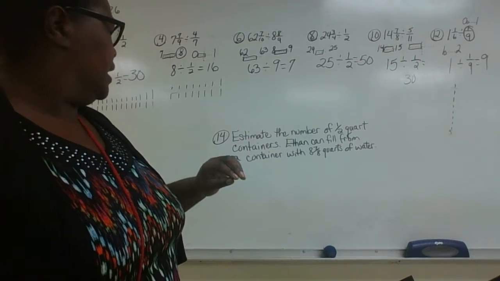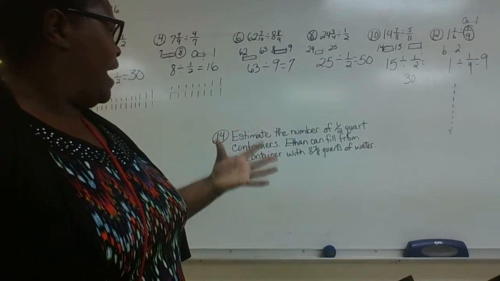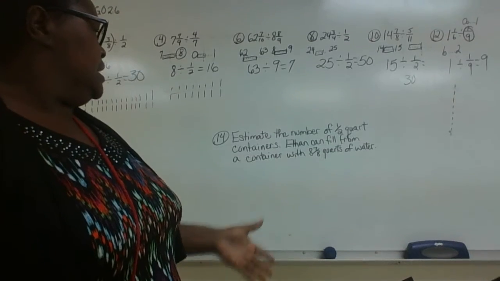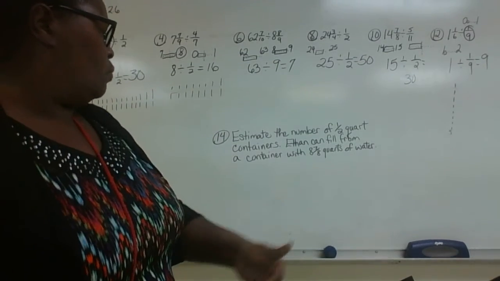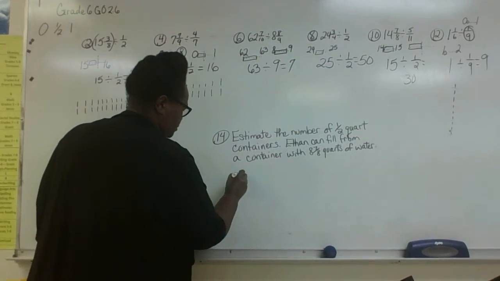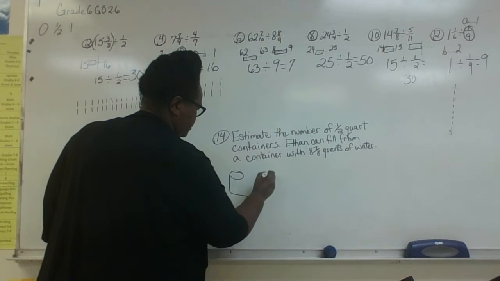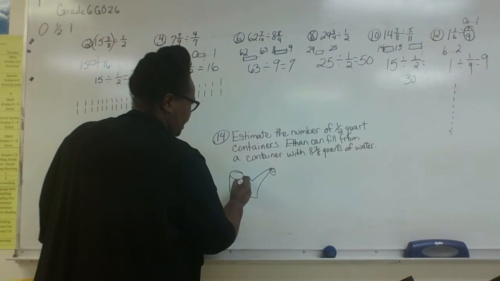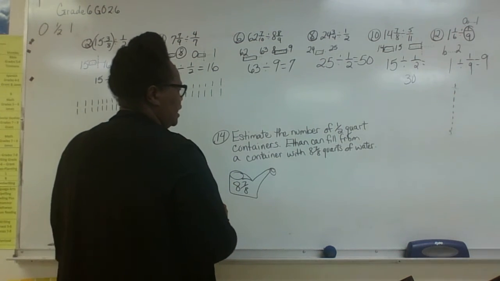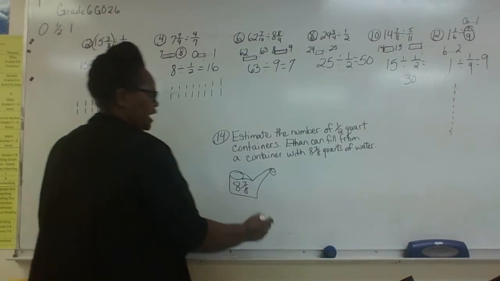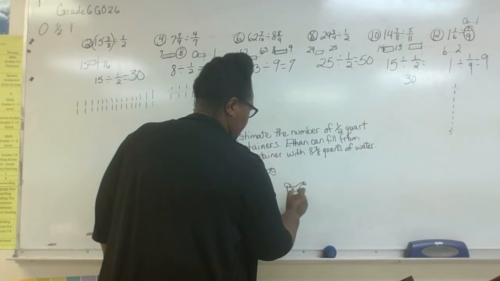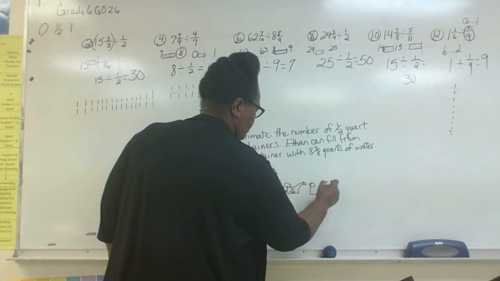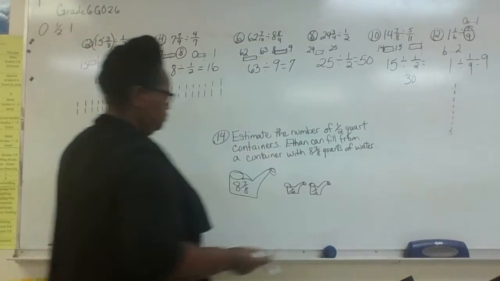Okay, with that physical application, let's take a look. Estimate the number of half-quart containers Ethan can fill from a container of 8 and 7/8 quarts of water. So he has a container. Okay? And that container is 8 and 7/8 quarts. And they want to know how many half quarts he can fill with this container. All right?